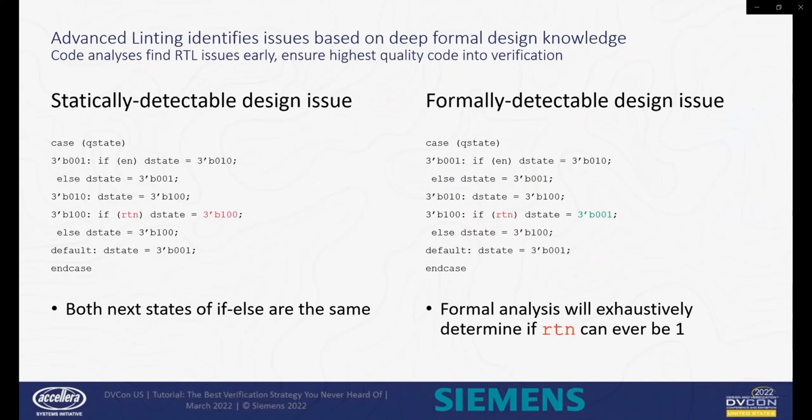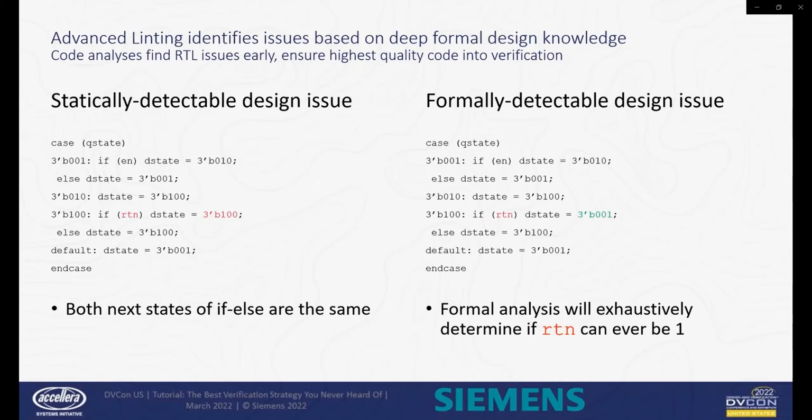Let's look at these two code examples. Starting on the left, there is an issue in red where in state B100, the next state can never be anything but the same state. This is a coding error, and the state machine will deadlock. A static linting tool can catch this error, as no deep functional knowledge is needed. This type of issue can be caught in a manual code review.